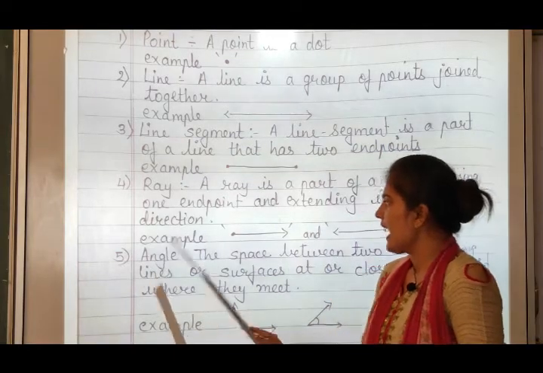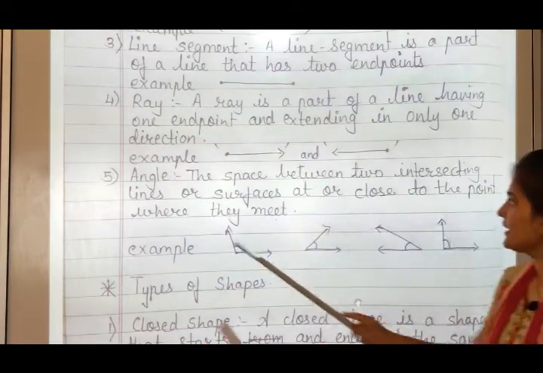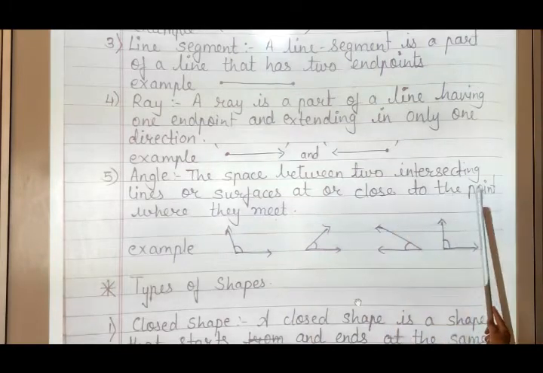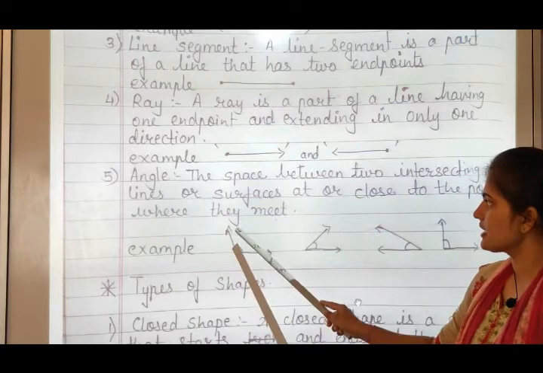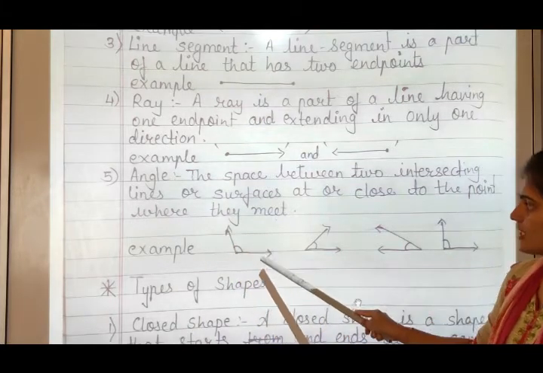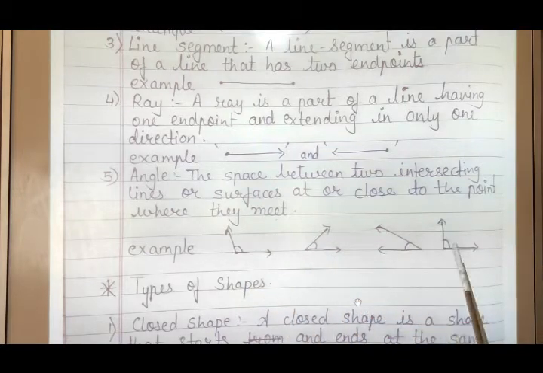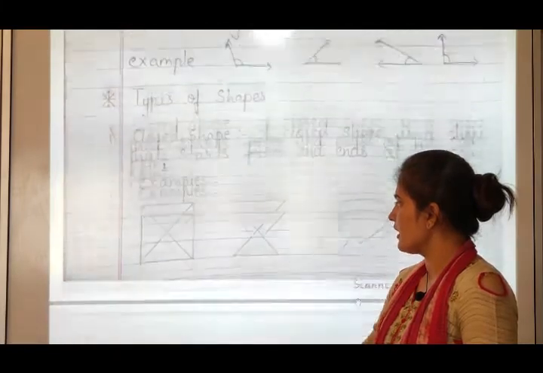Now fifth one is angle. Angle is the space between two intersecting lines or surfaces at or close to the point where they meet. Here you can see an example, this is an angle. So this space in between, that is called angle. Here some examples of angles are there. Here some parts of angles you can see.